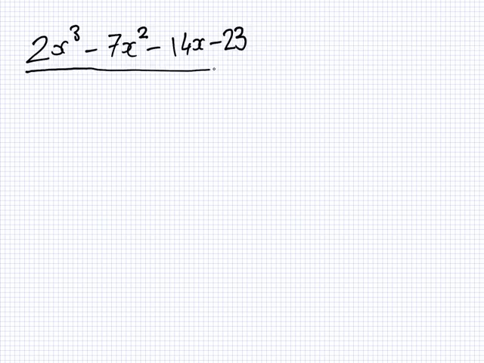Right, let's have a look. So, for example, 2x cubed minus 7x squared minus 14x minus 23 over x squared minus 4x minus 5.